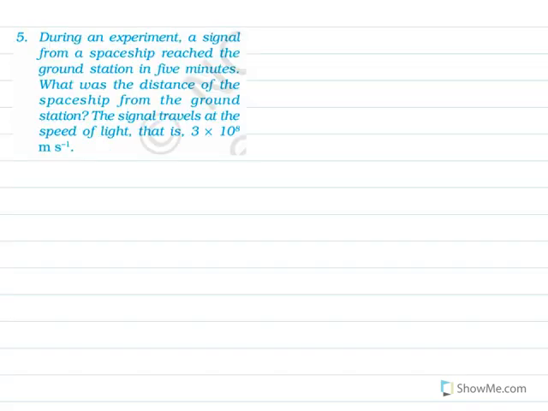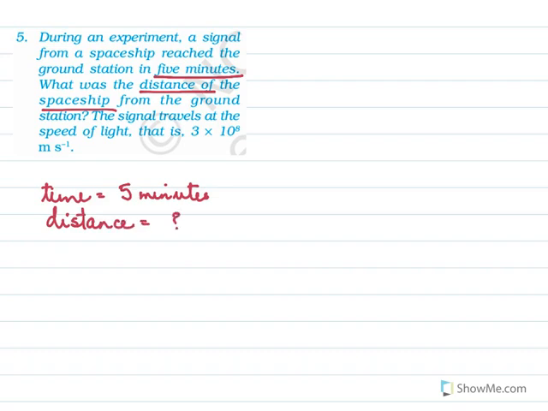During an experiment, a signal from a spaceship reached the ground in 5 minutes. So 5 minutes must be the time. What was the distance of the spaceship from the ground? So distance we need to find, that is our question. The signal travels at the speed of light, 3 into 10 raised to the power of 8 meter per second. So the speed is given as 3 into 10 raised to the power of 8 meter per second. We need to find the distance.